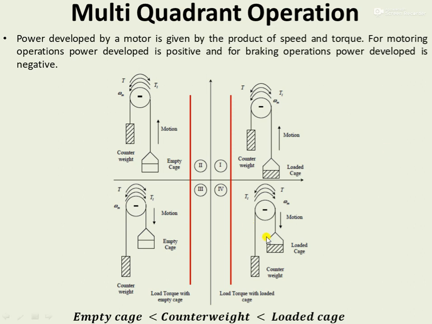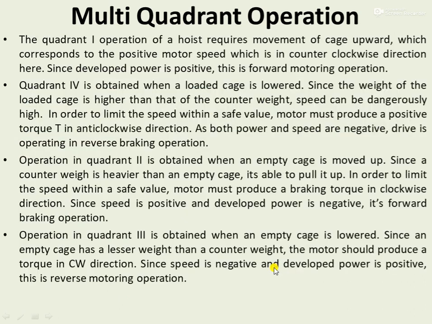Since the motion of the cage is in the downward direction, it is indicating the reverse direction. So the fourth quadrant operation clearly indicates the reverse braking mode of operation. Hopefully all this four quadrant operation explanation is very clear for you. The theory portion of the same discussed here are mentioned in the upcoming slides.